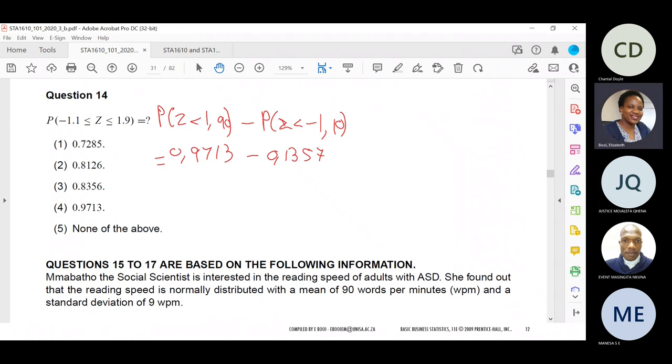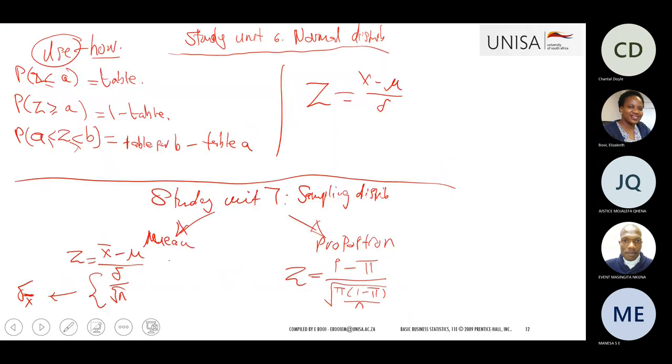What is the answer? 0.8356, option 3. And that's how you will find the value. Can you see now, whether the value is negative or positive, you should be able to go to the table and apply the same concept. The A is any value. It can be negative or positive.